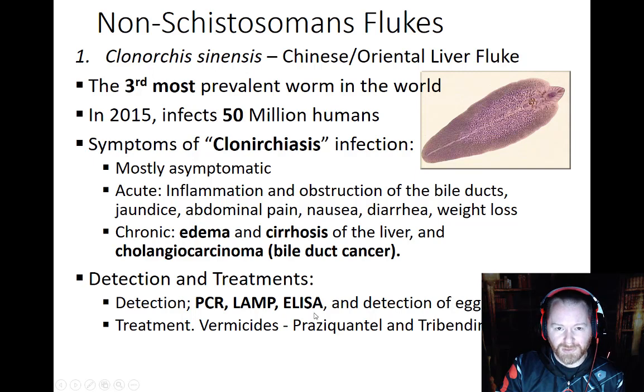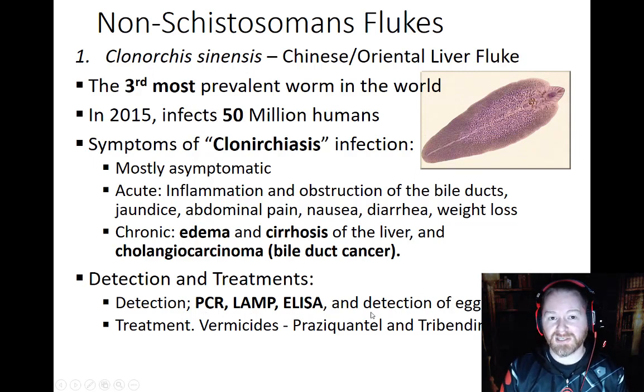There's different things you can test for. The genetics is often the easiest one. So the PCR test, the LAMP test, and the ELISA test are three of the big genetic tests you can do to see if you actually are infected. And another easy one you can do is just look for presence of eggs in the fecals.